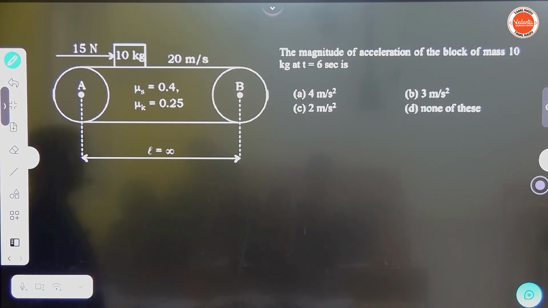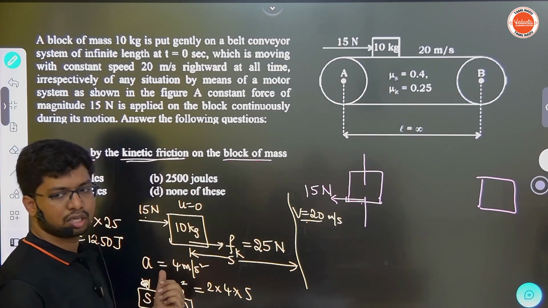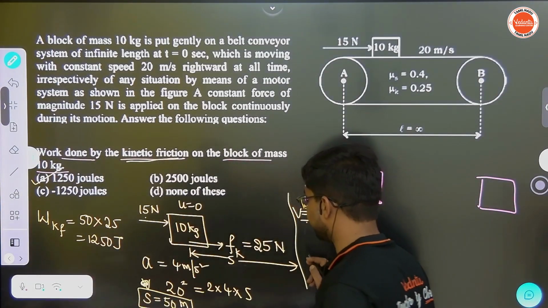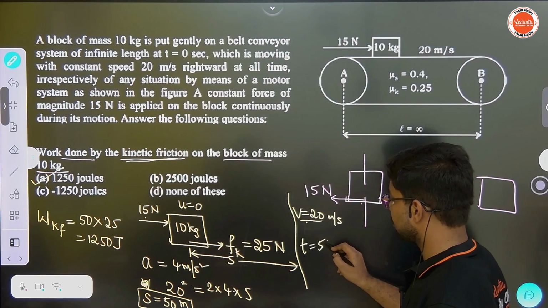Look at this one. Magnitude of the acceleration of the block of mass 10 kg at t equal to 6 seconds. That means over here we should get, at t equal to 6 seconds, is the friction kinetic in nature or static in nature? That you have to decide first. How will you get that? Again, using the same variables, u, v, a. What is the time here? How much time does it take to attain this 20 meter per second here? t is equal to 5 seconds.